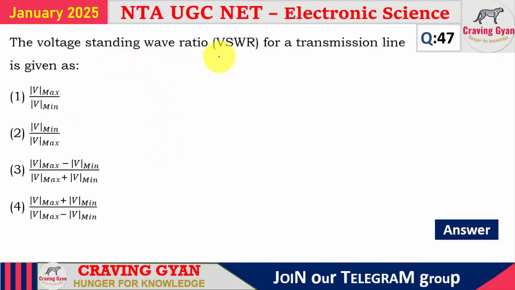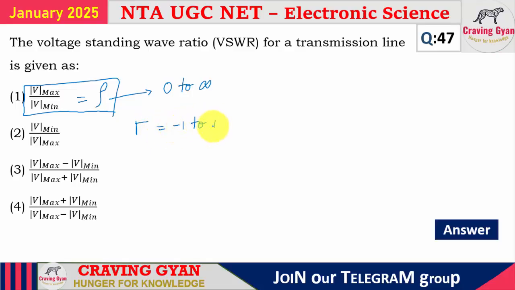The voltage standing wave ratio VSWR rho is given by Vmax divided by Vmin. Right? The rho is going to vary from 0 to infinity, whereas the reflection coefficient gamma is going to vary from -1 to +1. This range is very, very important. You please go through it. So for the 47th question, the answer is option 1 is correct.